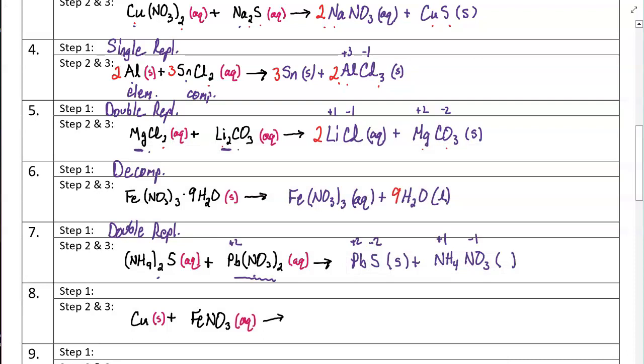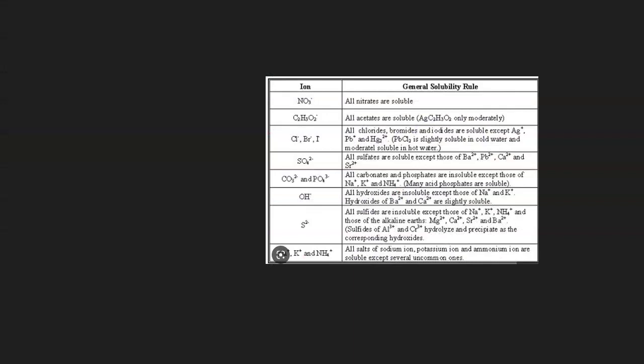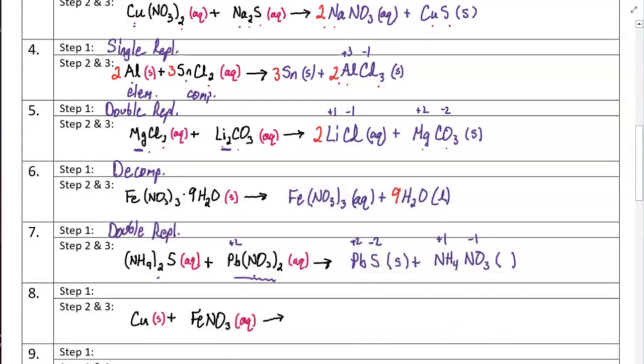The other one, ammonium nitrate. Remember the first row of the solubility table. All nitrates are soluble. So our ammonium nitrate is aqueous. Because one of the products is a solid, this reaction does happen.